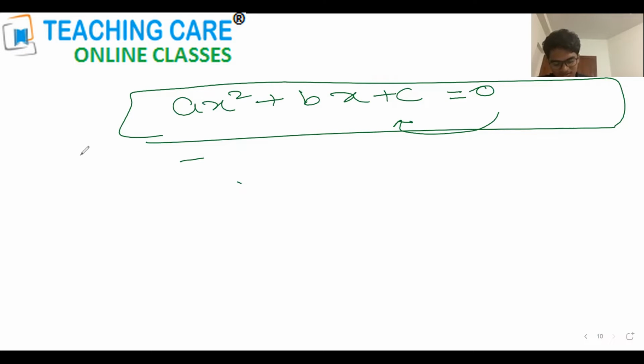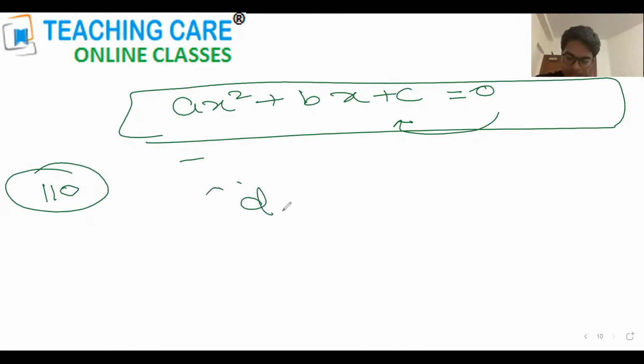Come to page number 110. Again, there is a green box on the left side. Can you see that? Practice now 1. Let's do one question from here, which is question number D part. Give it a try.